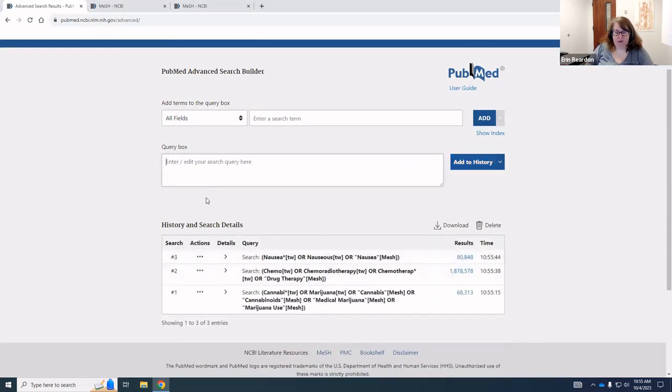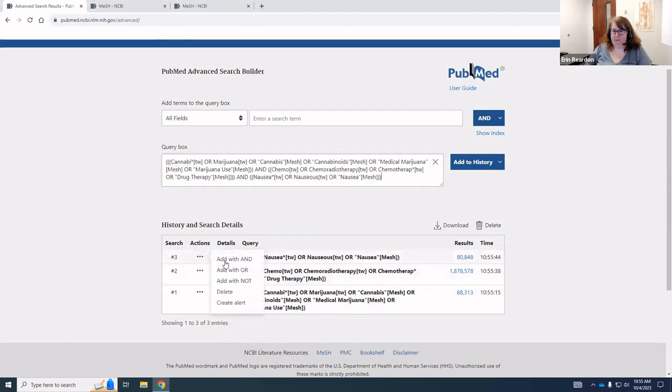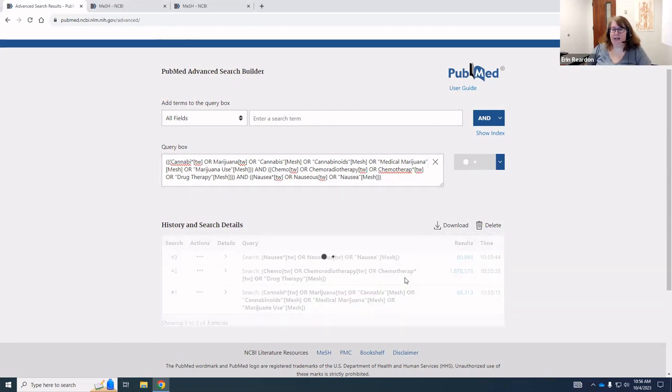And then you can click on the three dots and click add query. And then each one you would add with AND. Don't worry about the parentheses, it's just doing its own thing. We could click on add to history, and now we've found the overlap for all three of those.